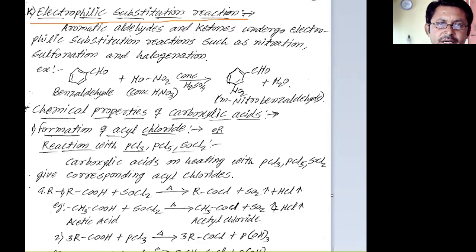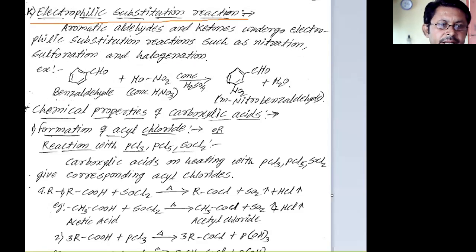Aromatic aldehydes and ketones undergo electrophilic substitution reactions such as nitration, sulfonation, and halogenation. Nitration means addition of an NO2 group, sulfonation means addition of a sulfonic group, and halogenation means addition of a halogen element. That is known as electrophilic substitution reaction.